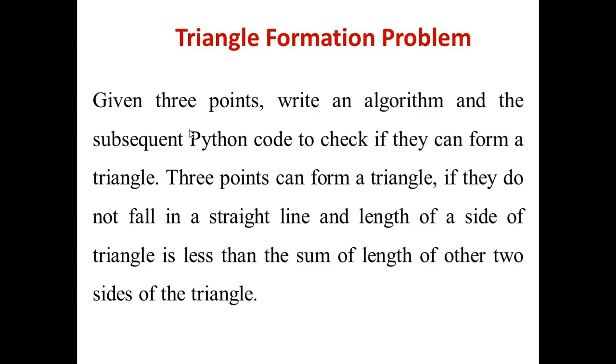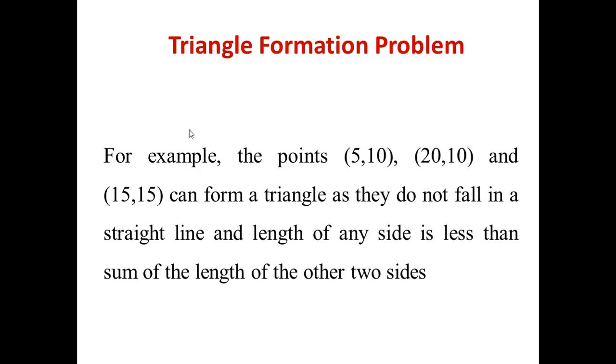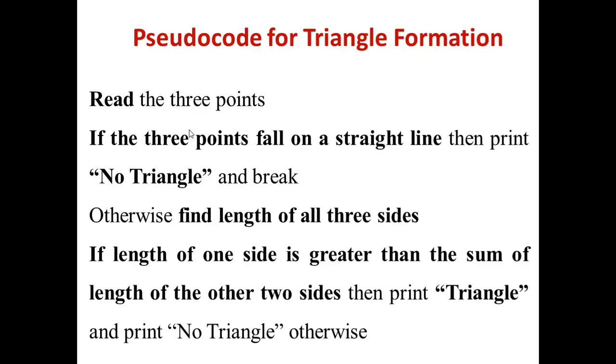For this, let's see how we are going to solve it. We'll see that with an example before getting into the solution. Say, for example, I have 3 points like 5, 10, 20, 10 and 15, 15. These are the 3 different coordinate values for the triangle. And we see to it that all these 3 points do not fall on a straight line, and that the length of any side should be less than the sum of the other sides. That should be the rule.